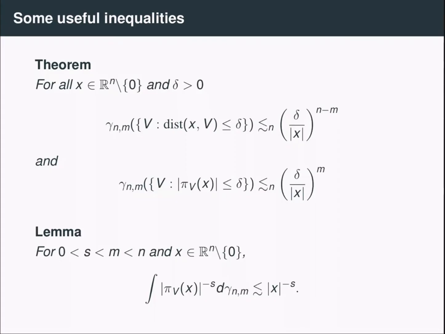The Grassmannian measure satisfies some useful estimates, so I might record these inequalities so you can have them on hand for when we study Hausdorff dimension of orthogonal projections of sets later on, since we'll use these inequalities explicitly in our estimates.